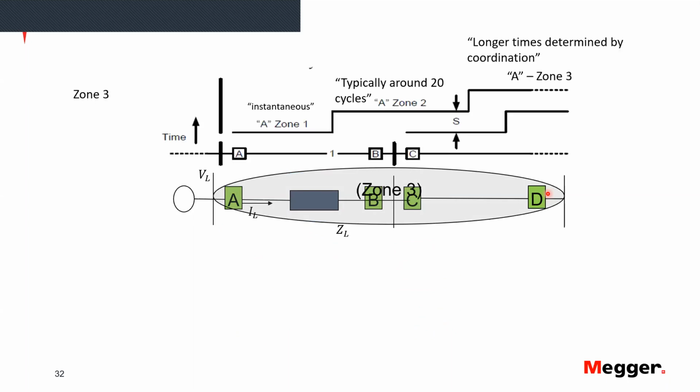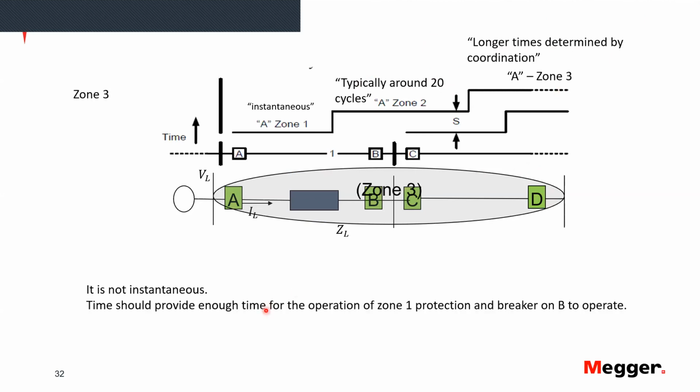It is going to trip slower. Now, the time here, I'm not mentioning any typical time. The time is going to be determined by coordination. The trademark is that it's not instantaneous, and it should provide enough time, like in zone 2, for the operation of everybody, and it should only operate as backup. Now, here I am showing a forward-looking zone 3. See that this zone should only operate for faults ahead. Let's say that the load here moves in this direction from A to B. So this is the forward-looking direction for this relay.